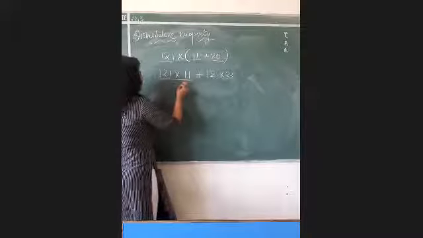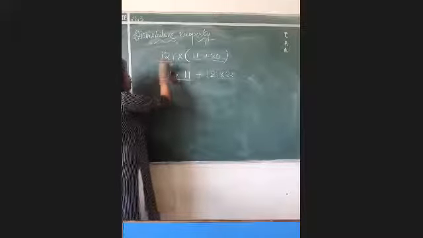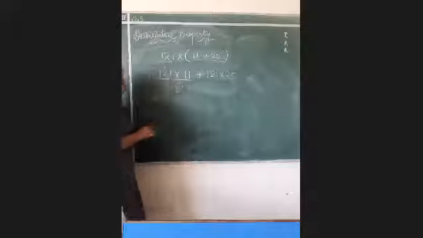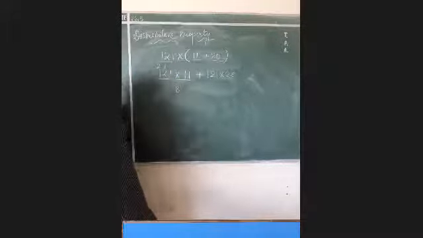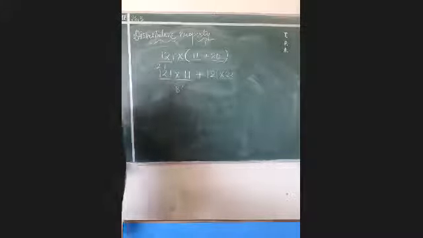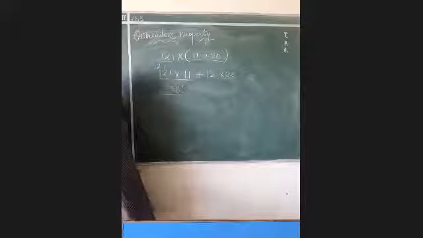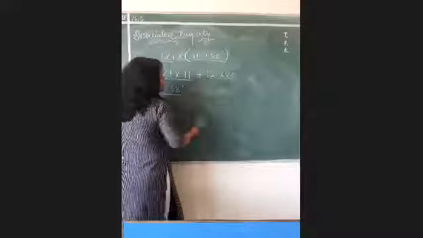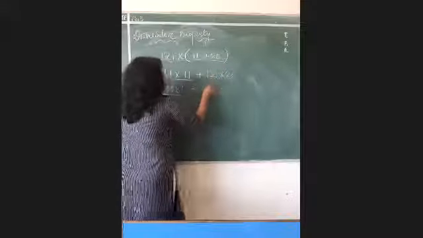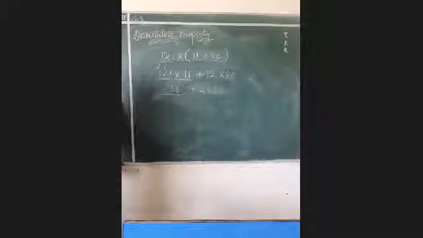When I multiply this, 11 ones are 11. Carry 1. 11 twos are 22, 22 plus 1 is 23, so carry 2. 11 ones are 11, and 11 and 2 is 13. So 1331, plus. Now the 0 will remain 0. 2 ones are 2, 2 twos are 4, and 2 ones are 2. Now it is giving you 2420.